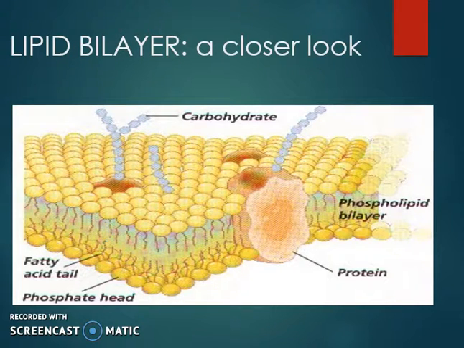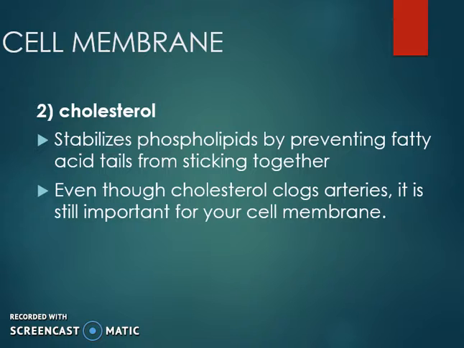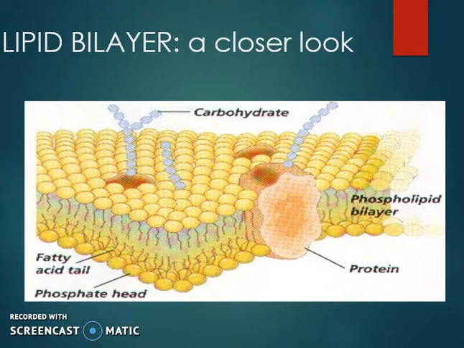So moving forward, part 2, cholesterol. It actually stabilizes those phospholipids by preventing those fatty acid tails from sticking together. So even though they tell you cholesterol is terrible, there are 2 different types. You've got your good and you've got your bad. The good is what is actually happening here, what's keeping these phospholipids from sticking to one another. So, where are those things located? Right in here. They're going to separate those tails from bonding together. They're going to help out.